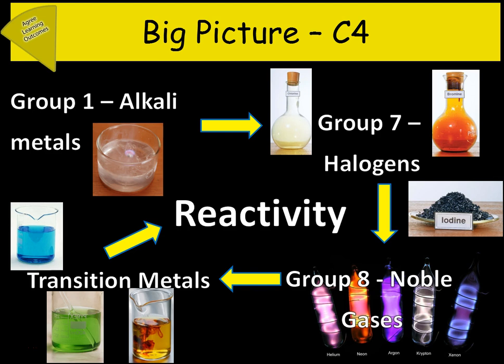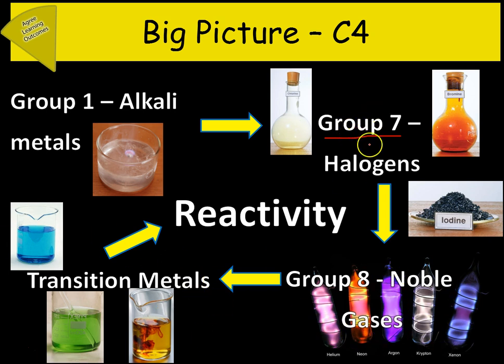This video is looking at the group 7 elements, also known as the halogens. Just to put this into context, this is part of C4 of the GCSE chemistry course for OCR. You have the alkali metals, so there's a video on that, and this is following on with the group 7 elements. There's also group 8 elements in this topic, and then transition metals.